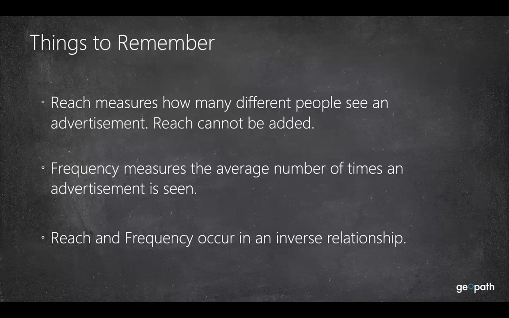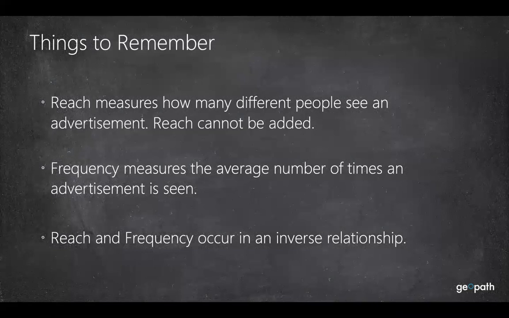But anyway, reach cannot be added. The reason that's mentioned here is because things like impressions and GRPs and TRPs can be added. But reach and frequency are more complicated in their calculations, so it's not as simple as just adding them, because there could be a lot of different factors that are not the same, and also duplication. So just remember, you can't just add reach percentages.